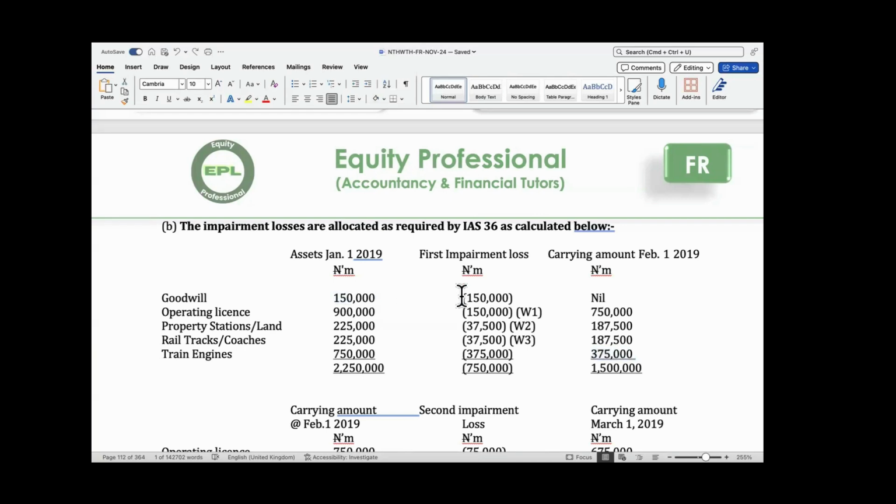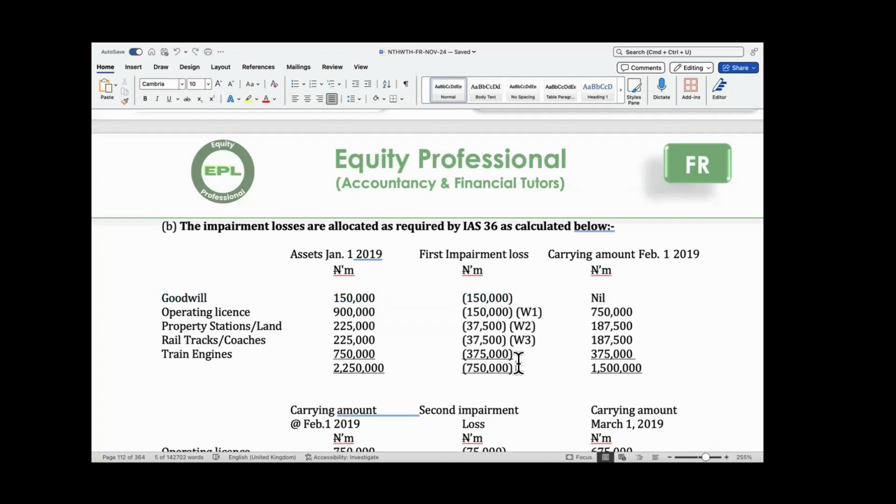You allocate it to it. You allocate everything. 150, so the goodwill becomes 0. The only instance where you might not be able to accommodate all of this is if the remaining impairment loss is not enough. Like, let's say the total impairment loss is 400. You have not given 375 to this guy. It's now remaining 25. That means you can only allocate 25 to goodwill.